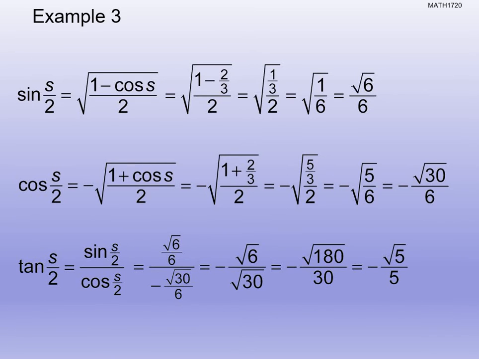the square root of 180. Remember, 180 is a nice number that you can break down. That'll break into square root of 36 times 5. Square root of 36 is 6. So that breaks down, and then 6 goes into the 30 5 times, so we get negative square root of 5 over 5 for our tangent of s over 2.